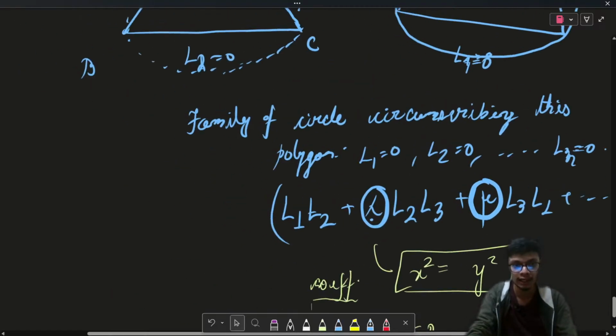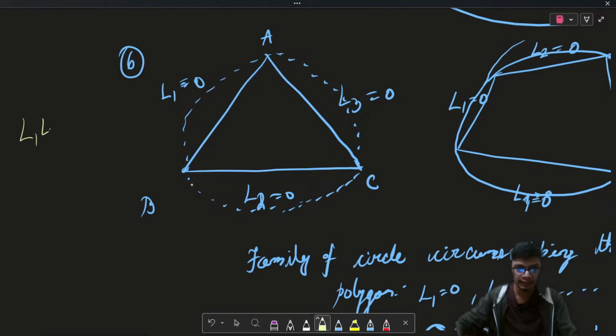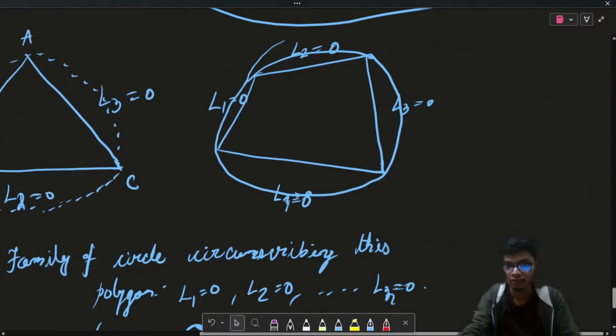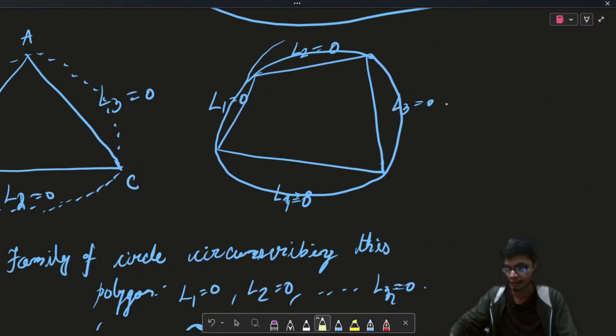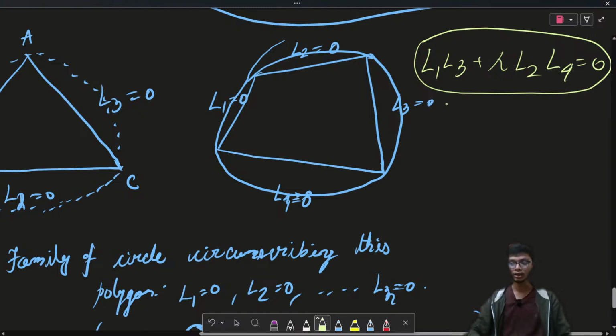So in the case of circumscribing this triangle, we can generate L1 L2 plus lambda times L2 L3 plus mu times L3 L1 equals 0. Similarly, for this quadrilateral, we can do some modification and write the equation as L1 L3 plus lambda times L2 L4 equals 0, right? So this is the equation of the family of circles circumscribing the quadrilateral. I hope this is clear to all of you.